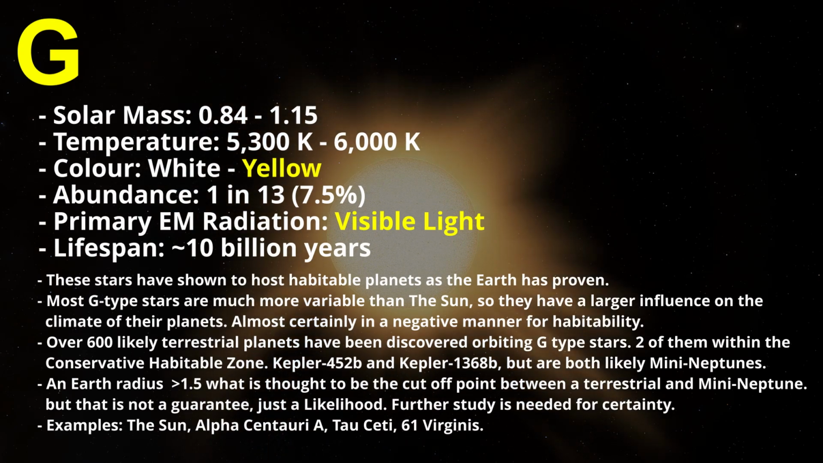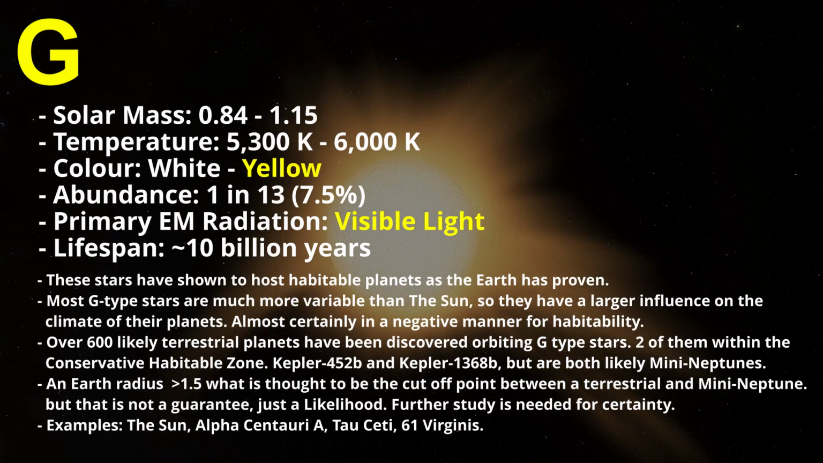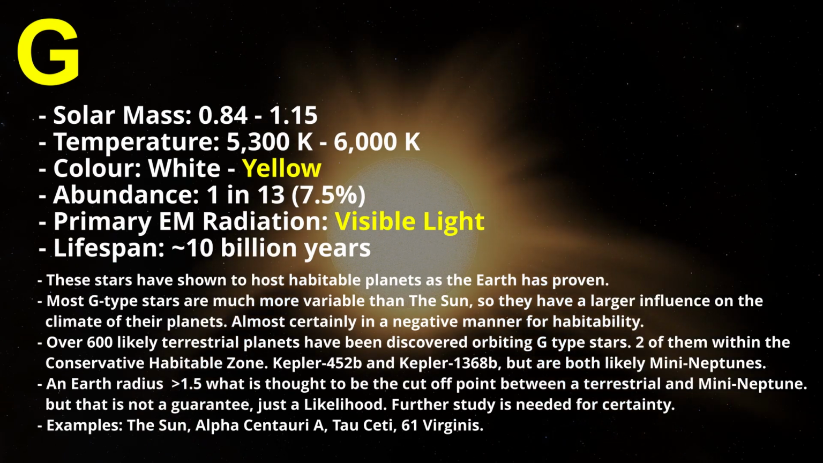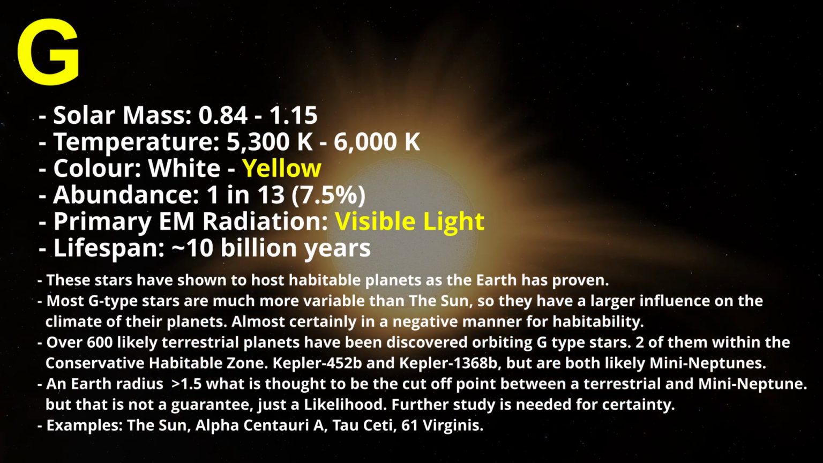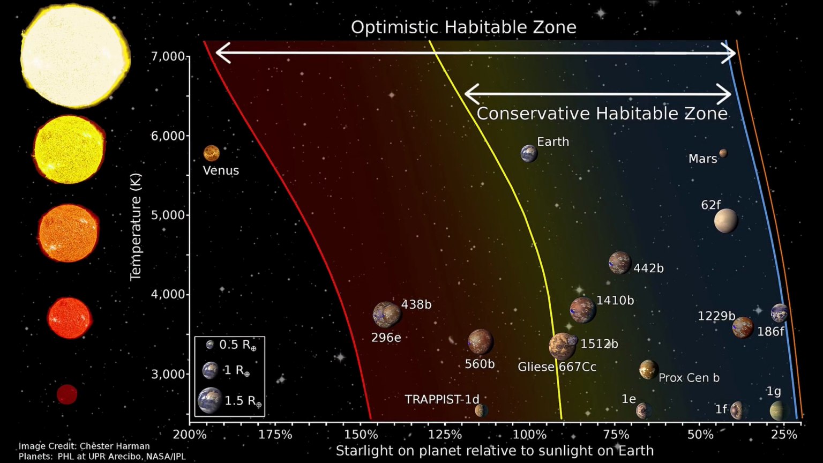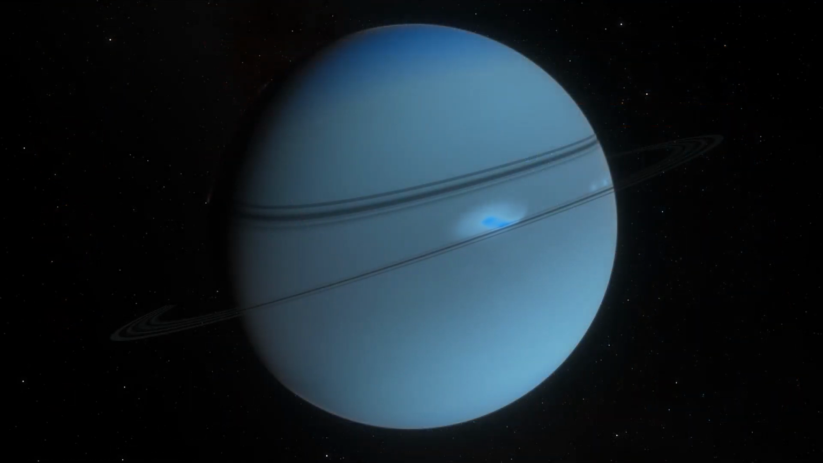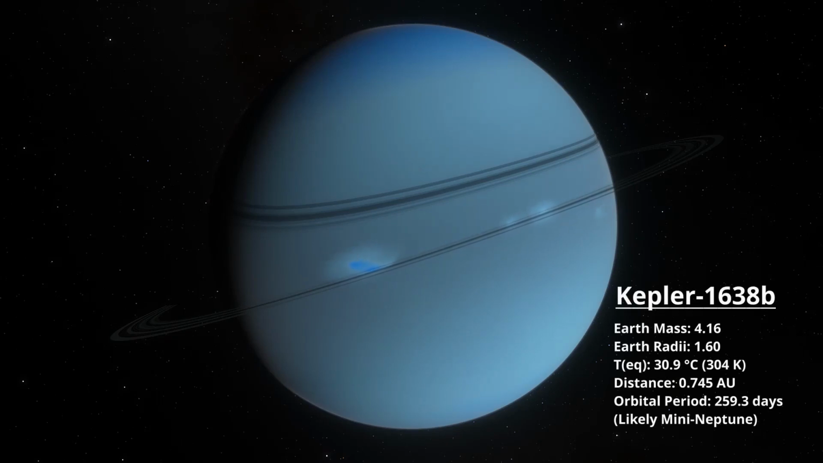Over 600 likely terrestrial planets have been discovered so far orbiting G-type stars, but only 2 of them are in the habitable zone. Also, when I mean habitable zone, I'm referring to the conservative habitable zone as opposed to the optimistic habitable zone, where the scale is much more fine and where the conditions are far more likely to be habitable than the latter. The planets in question are Kepler 452b and Kepler 1638b.